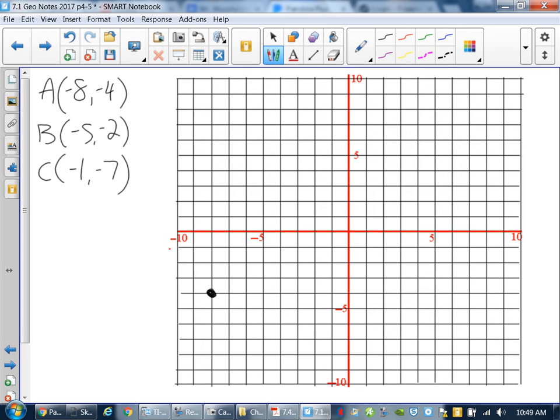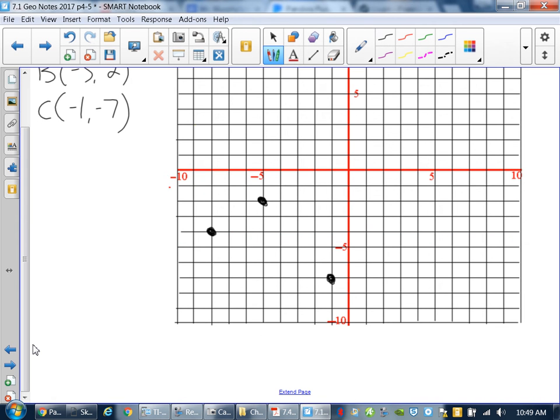Do it again. -5, -2. It's like a triangle. Gee, it's got 3 points. What do you think it's going to create? A triangle. So we get a triangle.